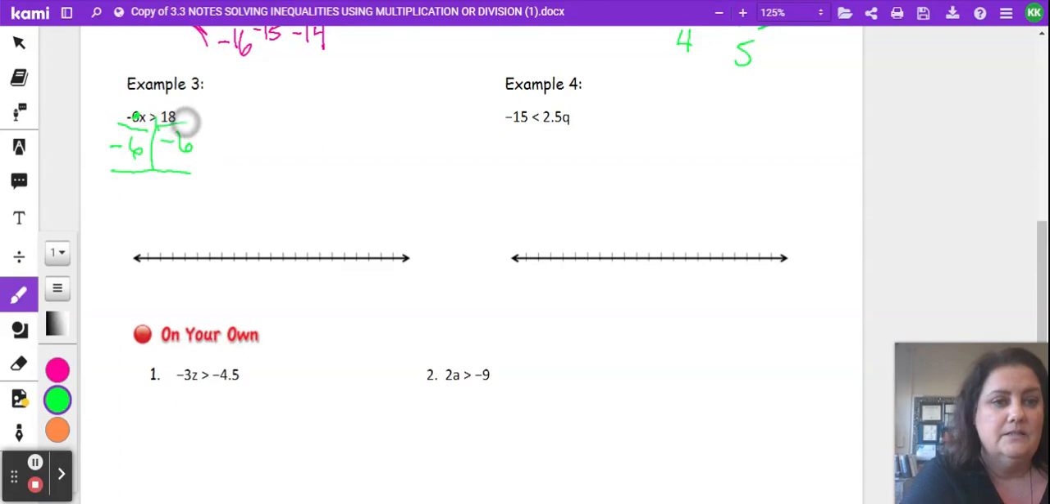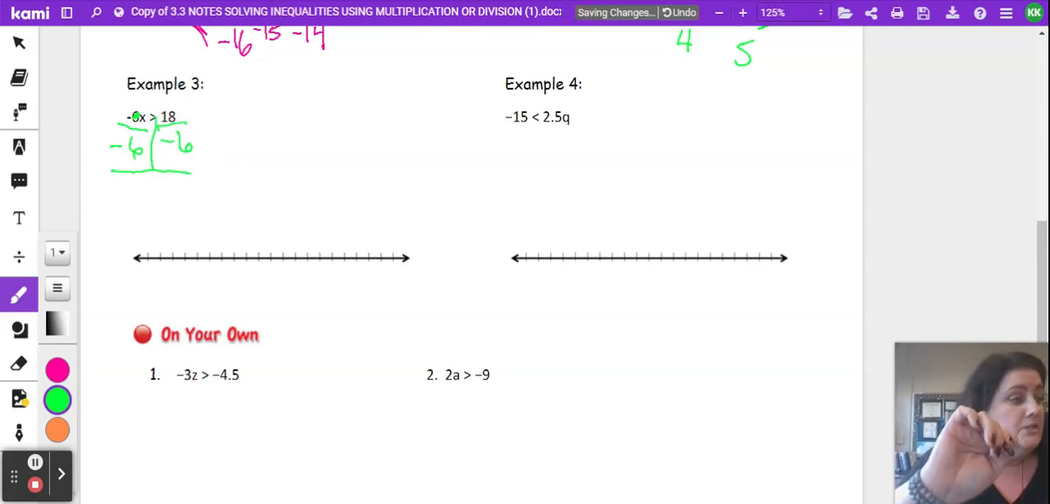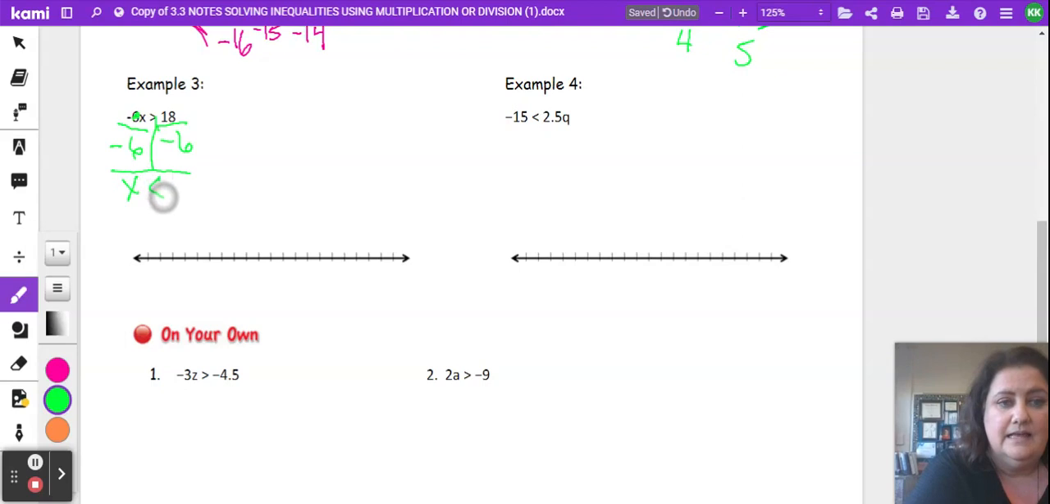Negative 6. Oh my gosh, this is just hideous. I'm better at language arts. So that then leaves us with x is less than, because that looks like a sideways L. That's the way I always looked at it. A negative 3, right? Because 6 times 3 is 18, but don't forget that negative.